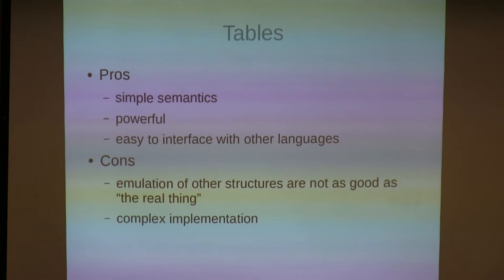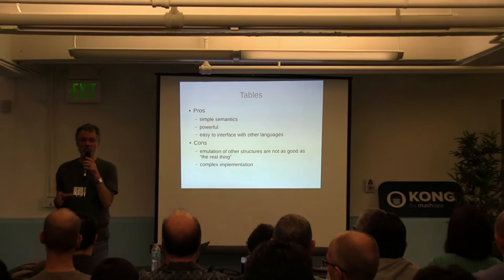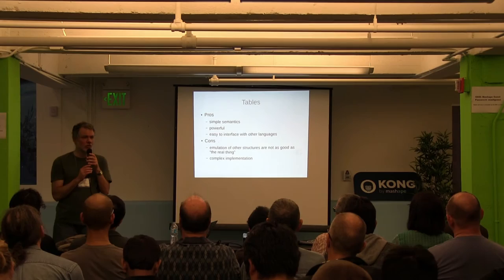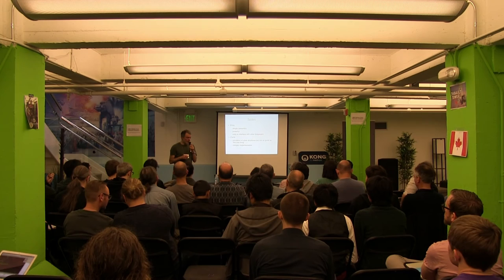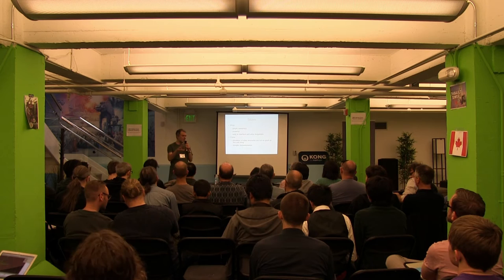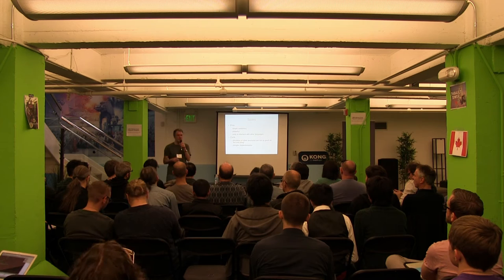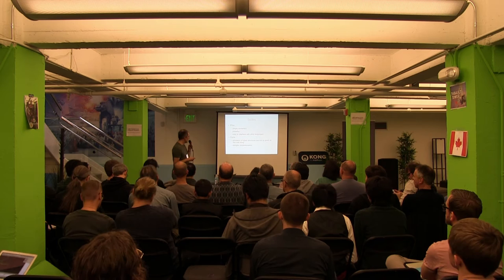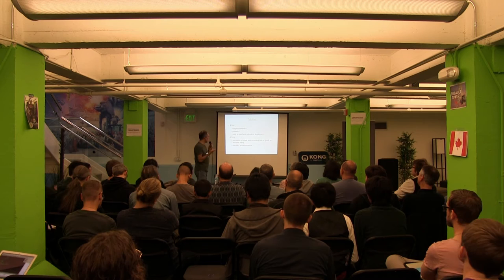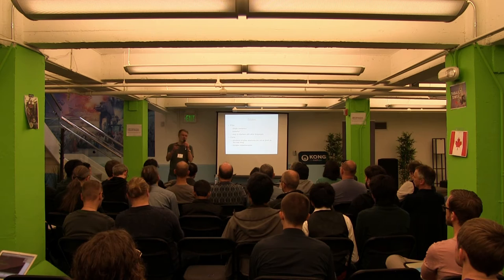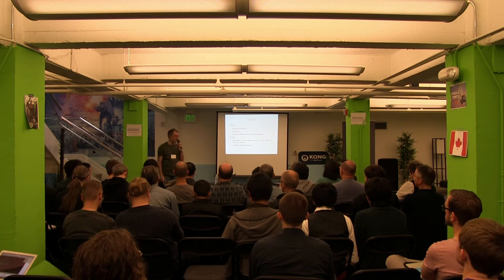Now, of course, the bad points is that, again, the implementation is somewhat complex to optimize. The hash part is a little complex, but it's not that complex, but the computation of good sizes for the different parts of the table, that keeps things in different structures internally, and it's all completely transparent for the user. And those algorithms are sometimes a little complex. And of course, the emulation of other structures is not as good as the real thing. There are sometimes a lot of problems for lists, or when you have lists with empty holes in them. So sometimes there are some problems.